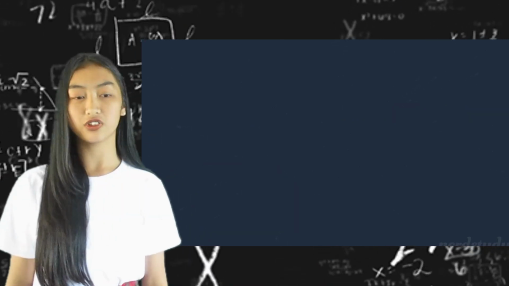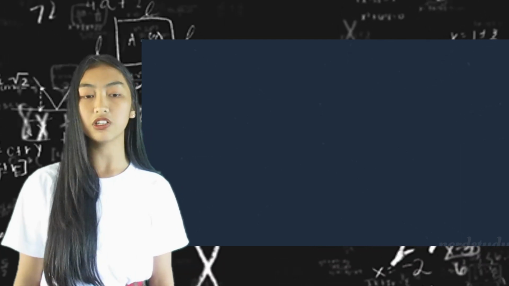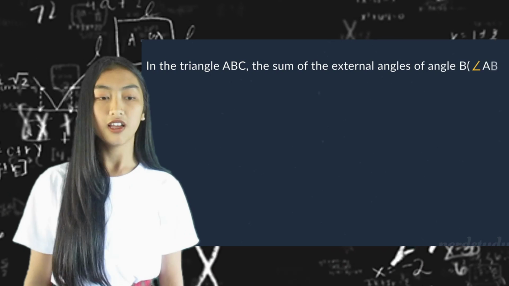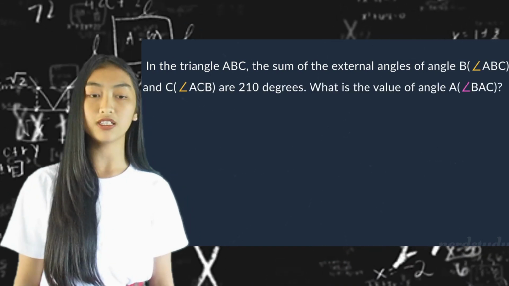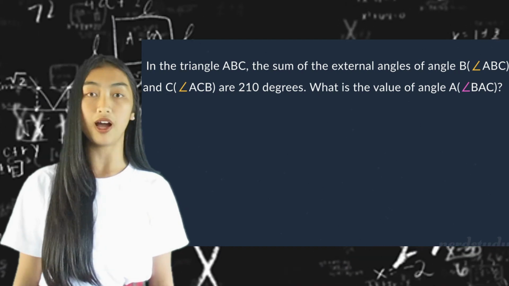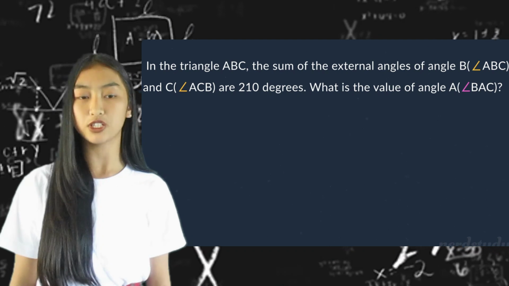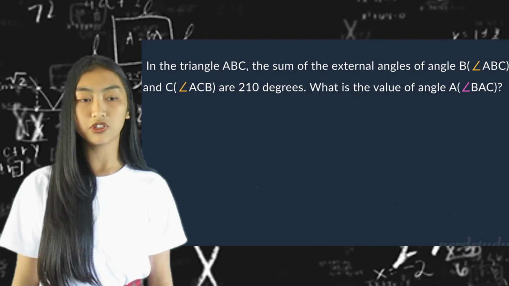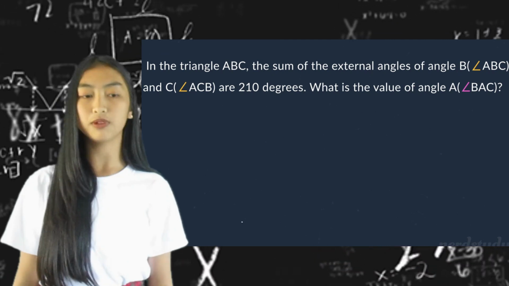So let's just try one last question before we end this lesson. In this question, we're given the following information in the triangle ABC. The sum of the exterior angles of angles B and C is 210 degrees. What is the value of angle A? Well, here's how we can go about solving this question. Let's first draw up our diagram to help us out a little bit.